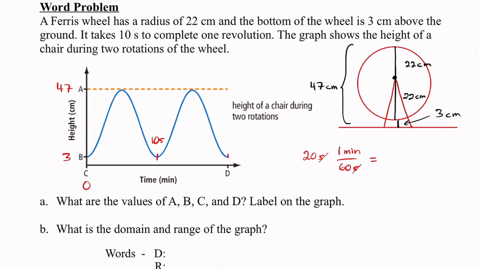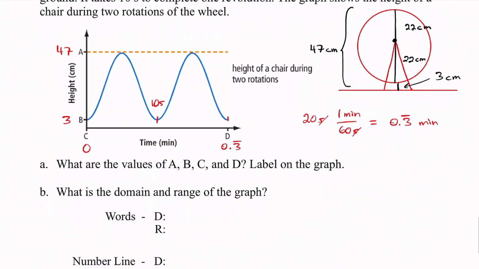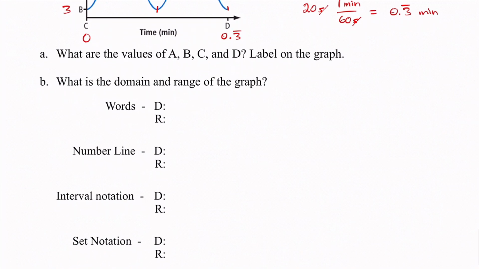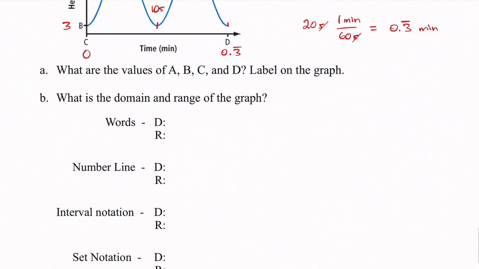So when I do that, you get 0.3 repeating. Okay, and this is now minutes, because that's the only thing left over. So this is going to be 0.3 repeating. So part A is done. Part B now says, what is the domain and range of the graph? And we're going to do it in words, number line, interval notation, and then set notation.